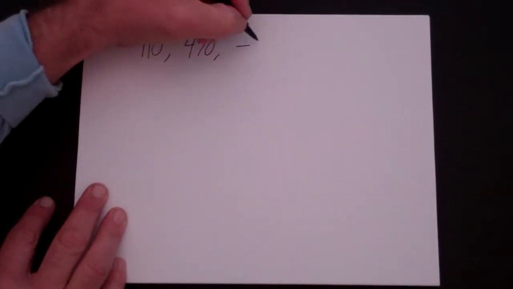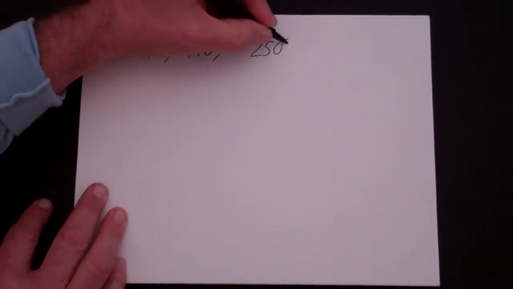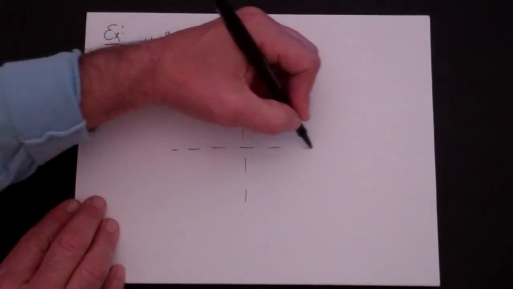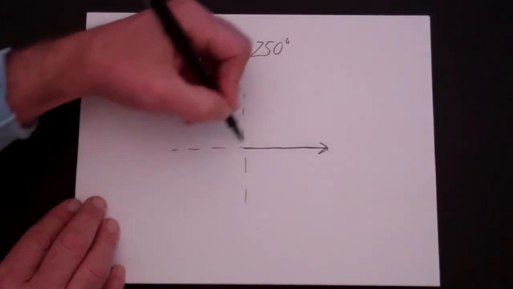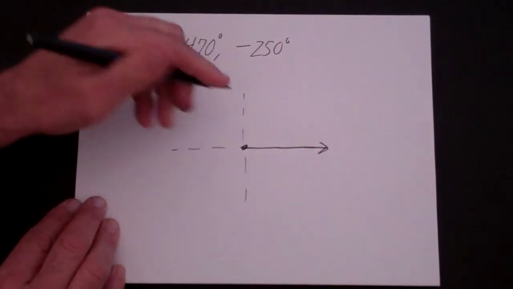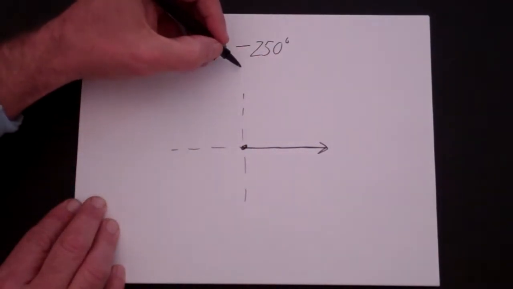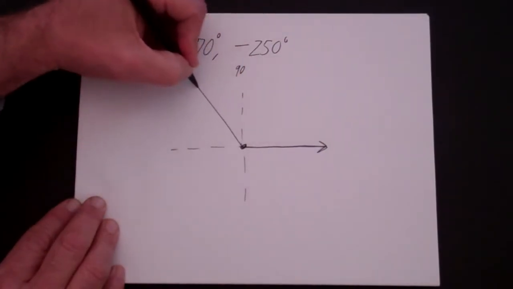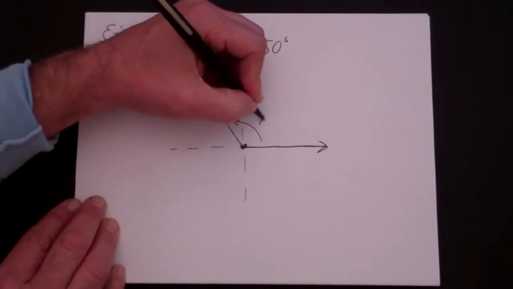So let's think about that for a second. Let's look at two angles. Let's look at an example. Let's look at 110 degrees, and then let's look at 470 degrees and minus 250 degrees. Let's draw each one of these. If you draw first 110 degrees, this is 0 and this is 90, and 110 is going to be 20 more than that. So that's going to be right there. So there's 110 degrees.